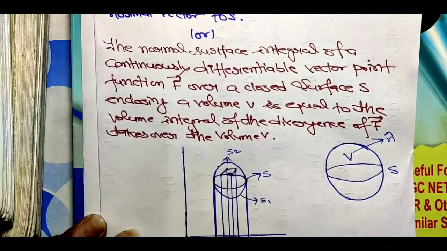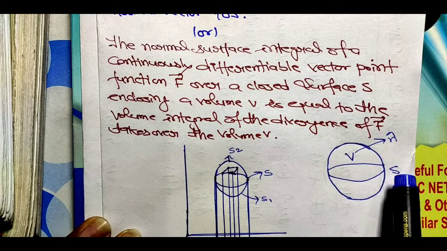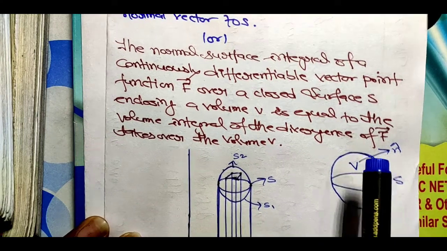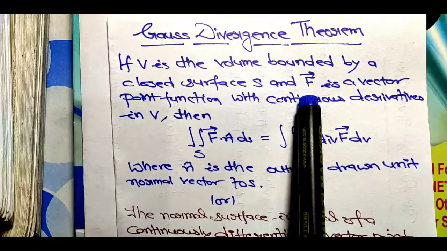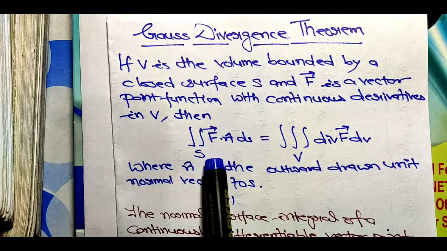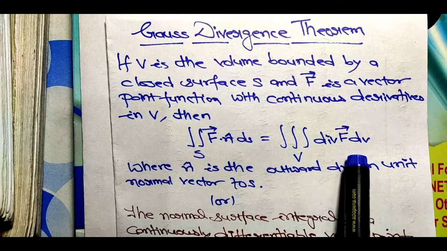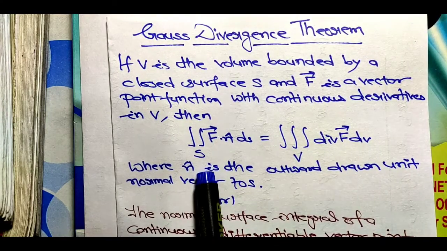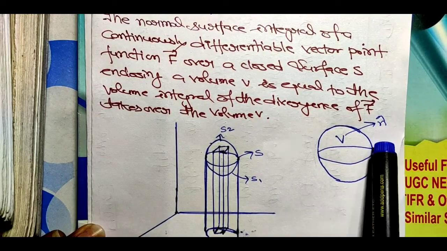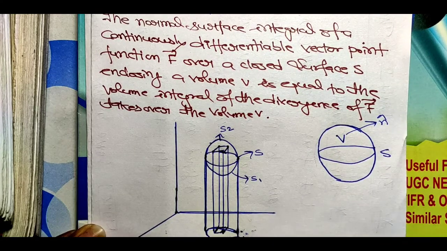I have drawn a figure. There is a volume V which is bounded by the surface S. Inside this volume there is a vector F whose derivative is continuous. Then we have to prove that the surface integral of F vector and the volume integral of divergence of F vector are equal. And n cap is the outward drawn unit normal vector, drawn perpendicular to this surface.